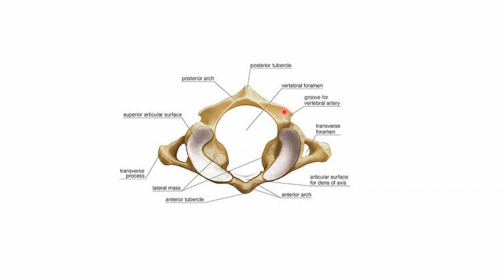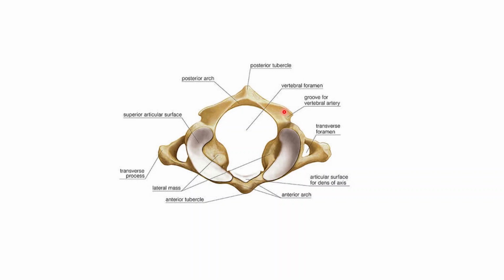Starting off with the cervical vertebrae from top to bottom. We start off with the two atypical cervical vertebrae, which are C1 and C2. These vertebrae include the atlas and the axis. The atlas is the vertebra that holds up your head.